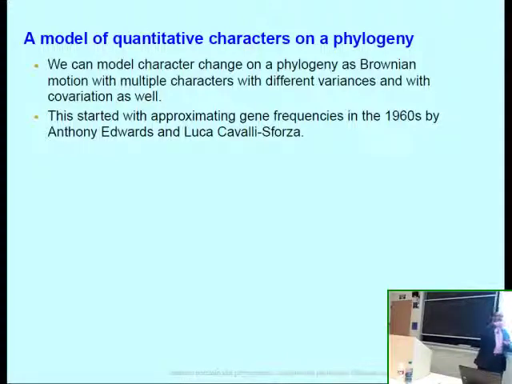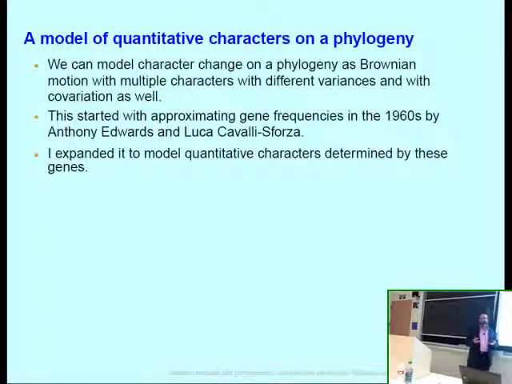But in their work, they approximated the change of gene frequencies through time. These are gene frequencies in human populations. They approximated it by Brownian motion, which it isn't exactly, because gene frequencies are on a scale of 0 to 1, whereas Brownian motion is on a scale that's infinite in all directions. I later expanded the model to model quantitative characters determined by those genes. That's not very much of a jump.